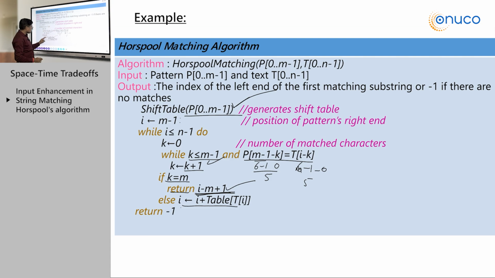If this condition fails, then I am going to use i equal to i plus T of i. And what is T of i, friend? Shifting values of that character. Right? Otherwise, if we are not able to find any pattern in the given text, then finally we are going to return minus 1. In that case, we can say that the pattern is not present.